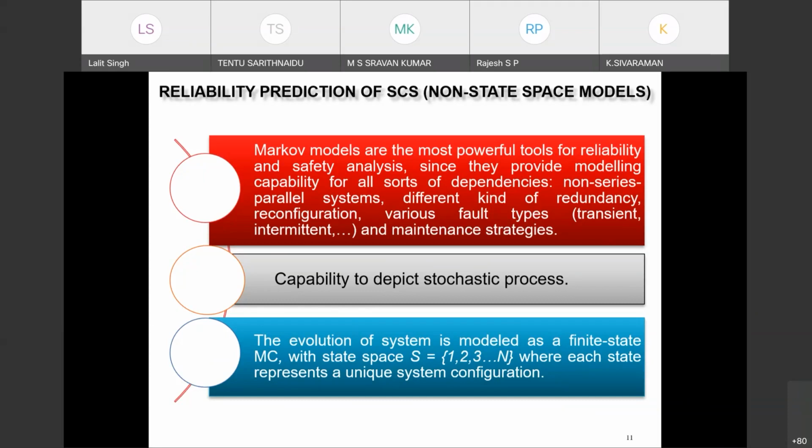For example, suppose there is a human being, and if you talk about the possible number of states that a human being can confront, that may include sleeping, talking, running, walking, laughing.